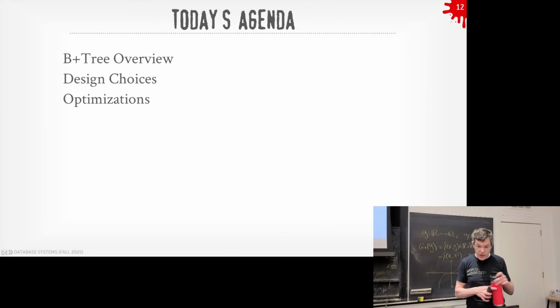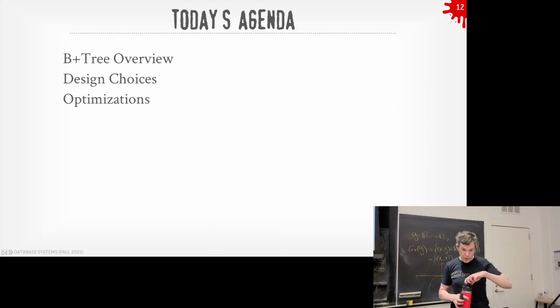All right, so let's jump into today's lecture. Again, the beautiful B+Trees. So first, we do an overview on what the data structure actually looks like, and then we'll talk about different design choices you have in actual implementation. And then I'll try to plow through as many optimizations as we can until we run out of time. But I'll cover the main ones that I think are the most interesting, most important ones in the beginning.